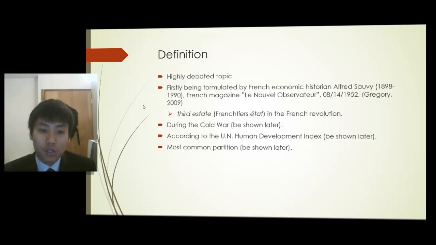There is another definition during the Cold War, another one according to the UN Human Development Index, and one which is the most common partition.